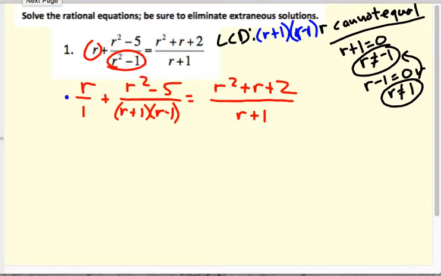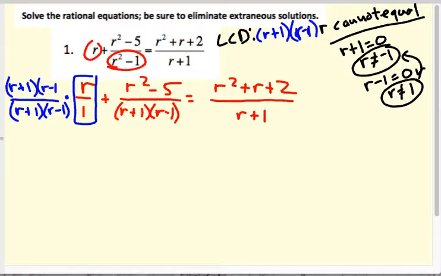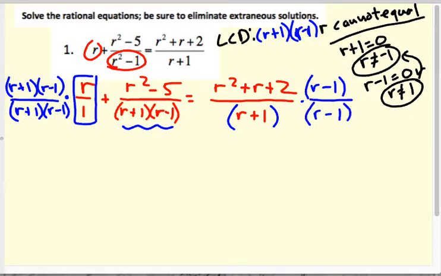This fraction right here has a denominator of 1, so I'm going to have to multiply by r plus 1, r minus 1 in order to cover my least common denominator. This one already has an r plus 1 and r minus 1. Over here, we do have an r plus 1, but we don't have an r minus 1, so I'm going to have to multiply top and bottom by r minus 1.